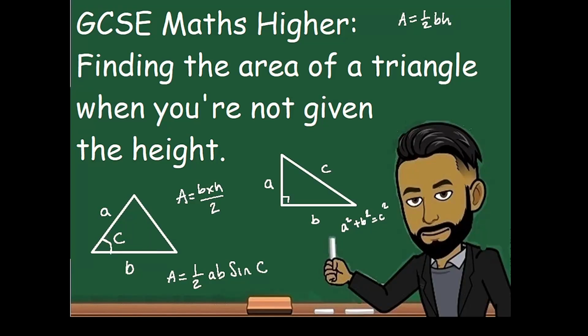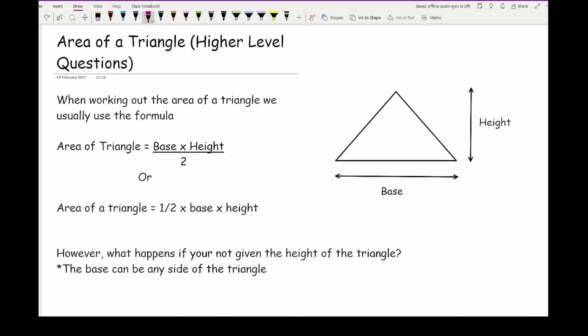So welcome everybody to this latest video on 162 Maths, and in this video we'll be going over the topic of finding the area of a triangle when you're not given the height. Now when working out the area of a triangle, usually we'd use the formula: area of a triangle equals base times height divided by 2, or another alternative of that formula is a half base times height.